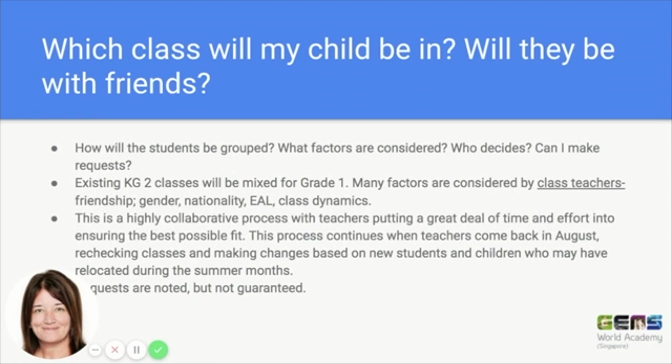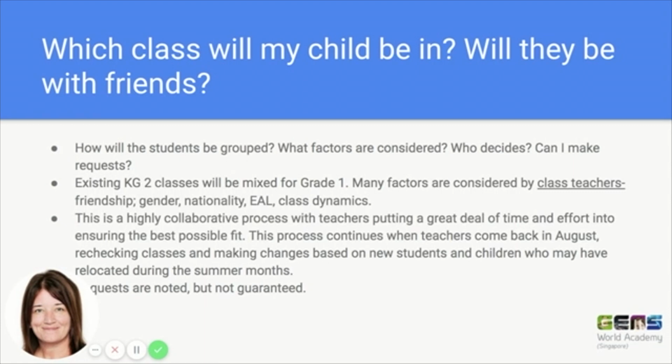Another question that we're asked a lot is, which class will my child be in Grade 1? Will they be with their friends? So let me clarify how the students are grouped and what factors are considered. The existing KG2 classes will be mixed for Grade 1, and many factors are considered by the teachers. Those factors include friendship. When we're asked the question, will they be with friends? We always make sure that the children are with at least 1 or 2 friends from their own class before they move to Grade 1.